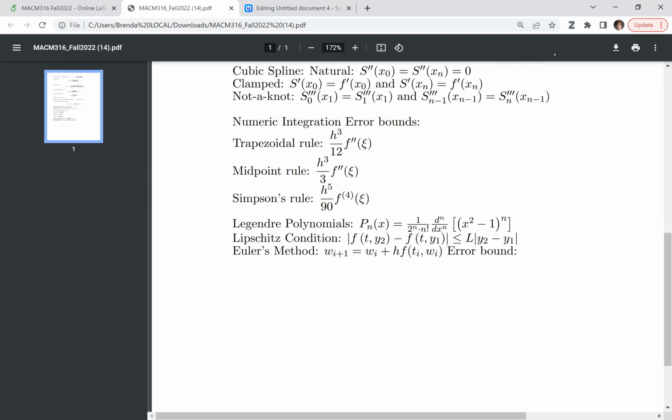The Romberg? Well, Richardson extrapolation is the general procedure, and then Romberg integration is when you apply that to extrapolate.